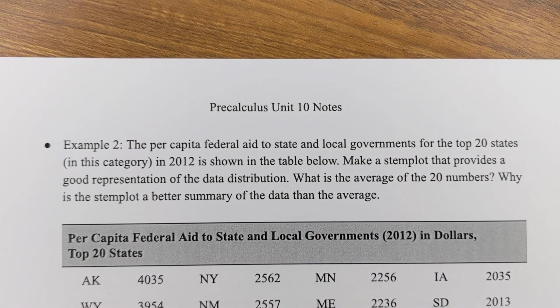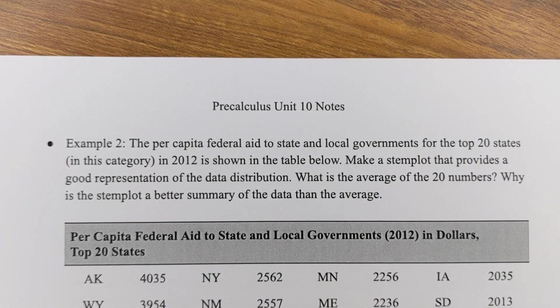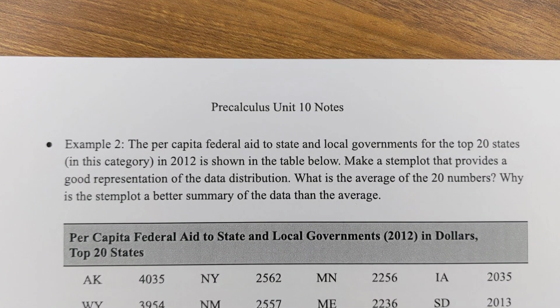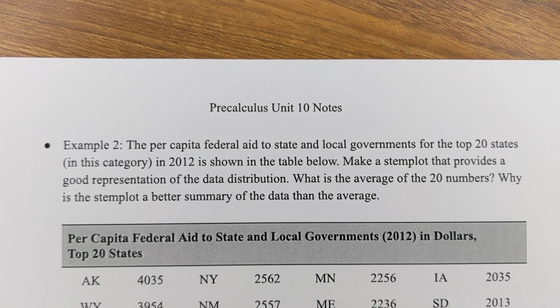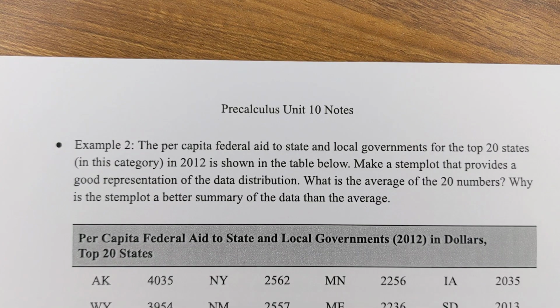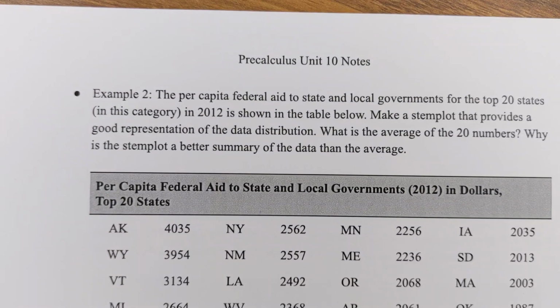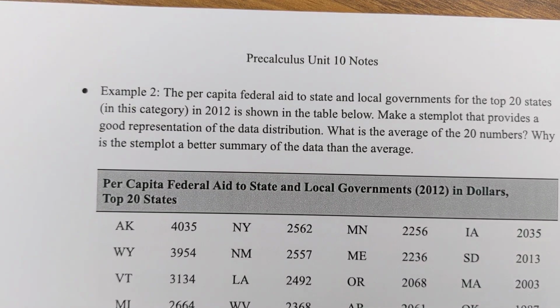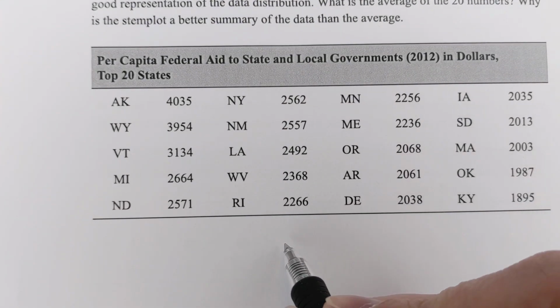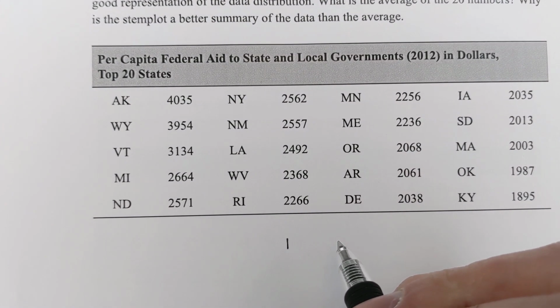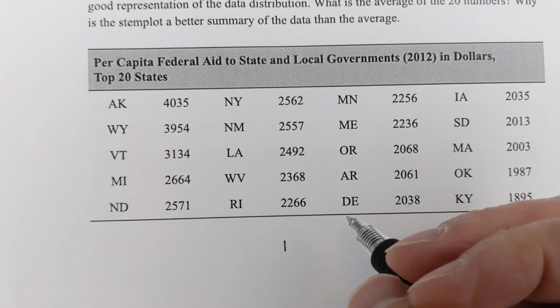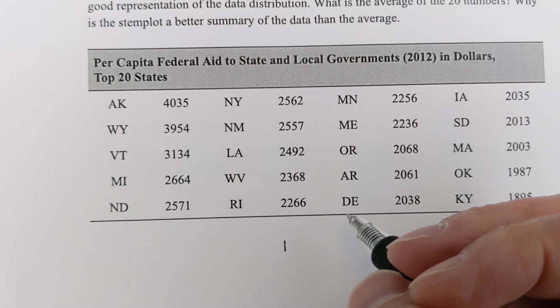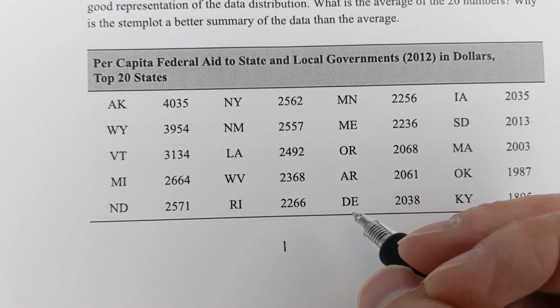So let's see here. How do we want to organize this? We're going to round everything to the hundreds place. So $100 units. So let's see here. 1, let's see here.